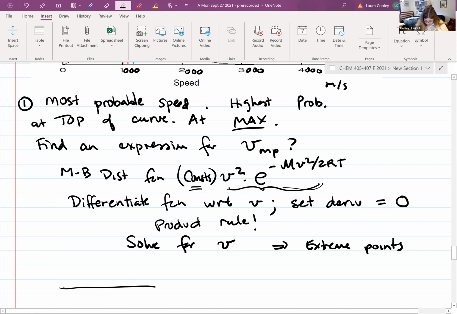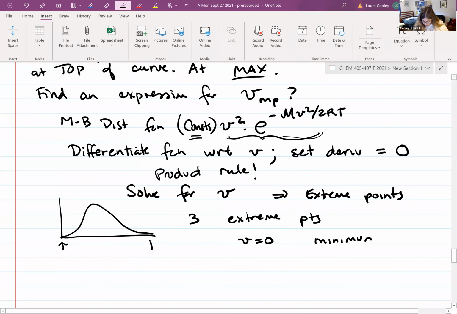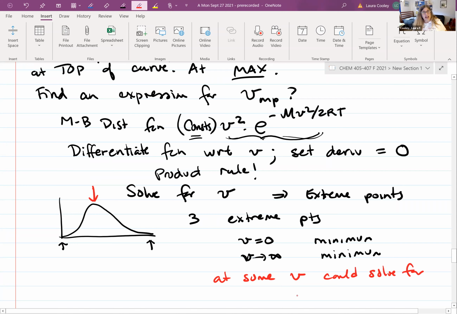Now, for this curve, there are actually 3 extreme points. What you would find is an extreme point at V equals 0, which would be a minimum. Then you would have an extreme point as V approaches infinity. That would also be a minimum. And then you would see another extreme point at some V you could solve for, that was not 0 and not infinity, somewhere between 0 and infinity.